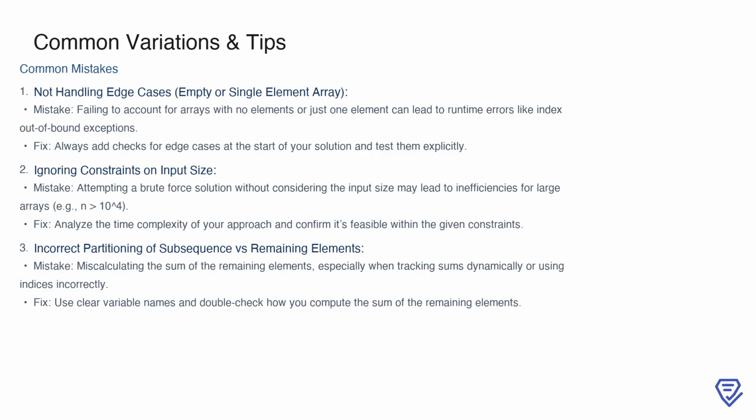Additionally, errors can arise when partitioning the subsequence from the remaining elements. For instance, dynamically tracking sums or using indices incorrectly can result in miscalculations. To avoid this, use descriptive variable names and carefully double-check your logic for summing and partitioning the array.